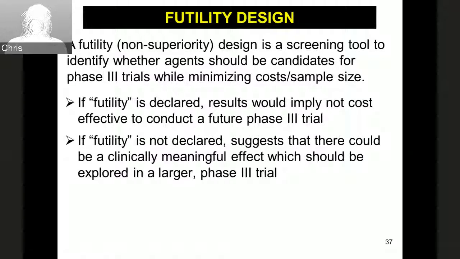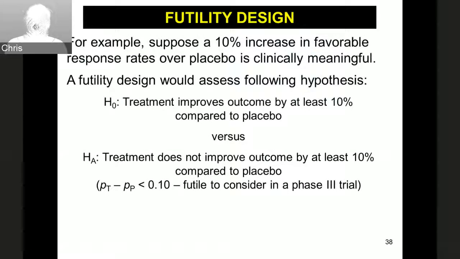Next slide, please. So to put that in context, let's say that you're looking at a treatment where a 10% increase in favorable response rates over placebo is clinically meaningful. If we were doing a phase 3 trial, our null hypothesis would be that the response rates for placebo and treatment are the same. Our alternative would be that they're different, and we would power that study for the sample size to detect a 10% increase in favorable response rates. A futility design sets it up slightly differently. In a futility design, the null hypothesis is that treatment improves outcome by at least 10% compared to placebo.